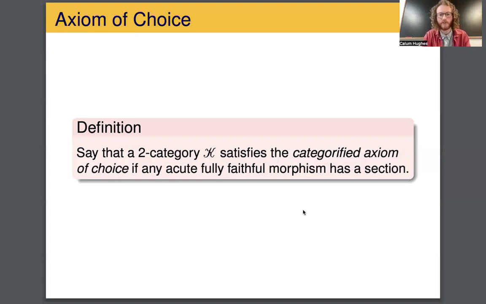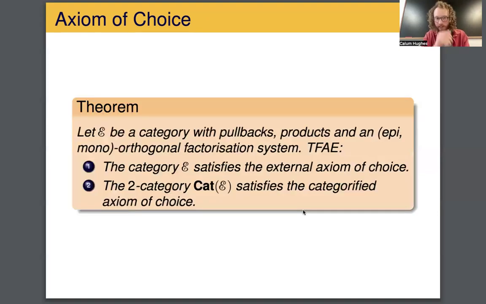And then, so I've more or less explained the proof of this theorem, that in a category with pullbacks, products, and an epi-mono orthogonal factorization system, E satisfies the axiom of choice if and only if cat E satisfies this categorified version of the axiom of choice. And I should say that having an epi-mono orthogonal factorization system follows from the axioms of being an elementary topos. So again, we're not adding any extra assumptions here.